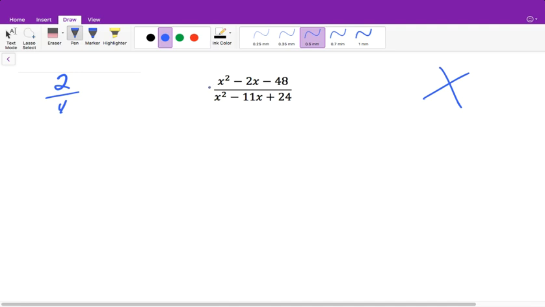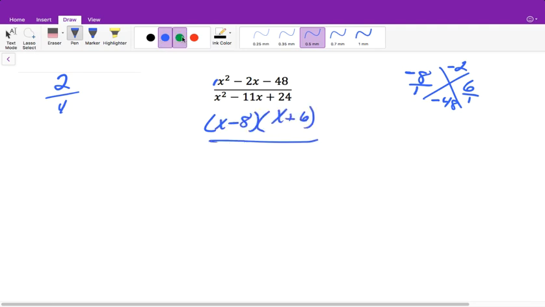So we can draw our x. This is a 1, so 1 times negative 48 is negative 48. The negative 2 drops. So 8 and 6 multiply to 48 and have a difference of 2. And since this is negative, the 8 is negative. So the numerator factors out to x minus 8 times x plus 6.